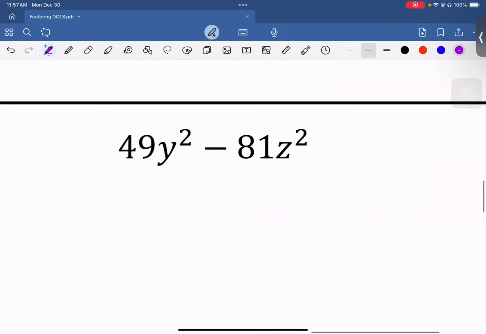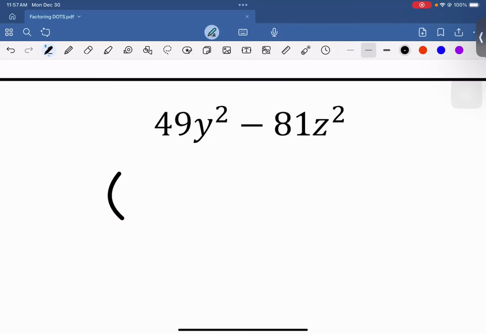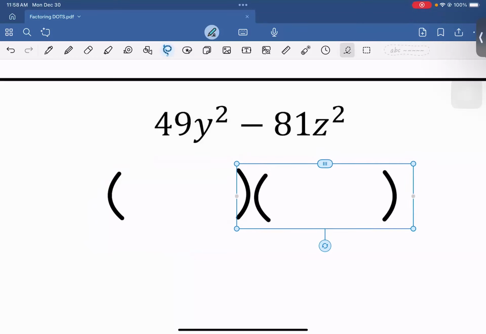Another one down. This one looks a little bit different. Our variables are different. We have 2 variables here, but that's okay. You're going to do the same rule. We have perfect squares. We have even exponents. We have 2 terms. We have subtraction. We're going to do dots. It's up to you guys to know when to use what factoring method. That's the real trick.